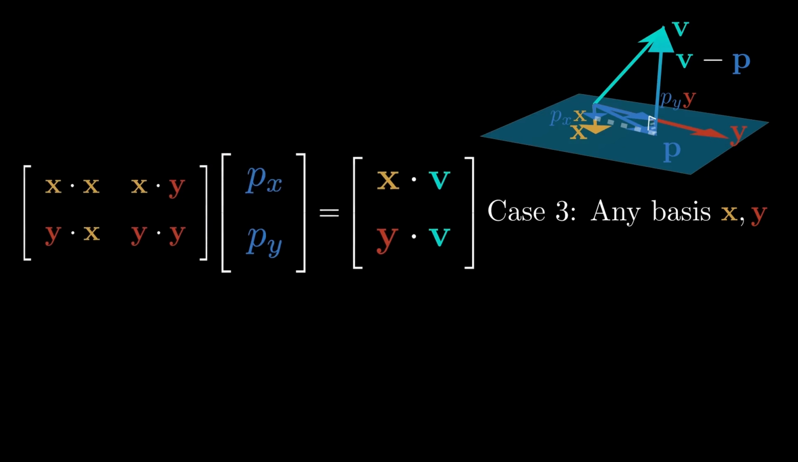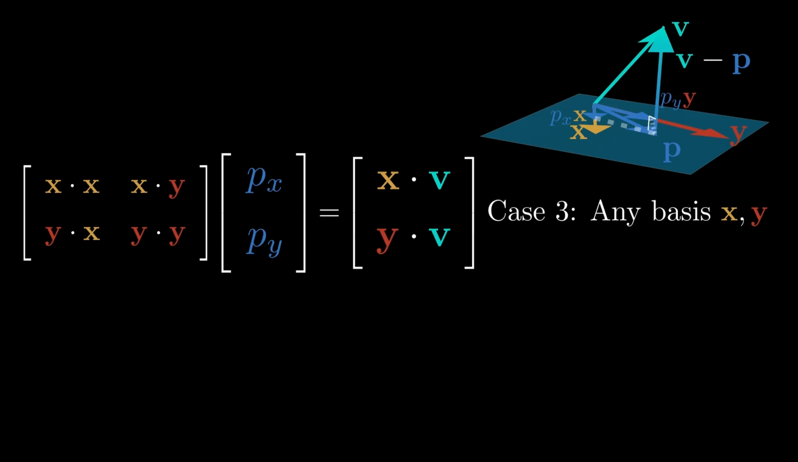You may want to pause the video and make sure you followed that step. As some fun terminology, the matrix of dot products between our basis vectors gets called the Gram matrix, and in tensor calculus, it's closely related to the idea of the metric tensor. But anyway, what matters for us here is that we can solve this equation by inverting this matrix.